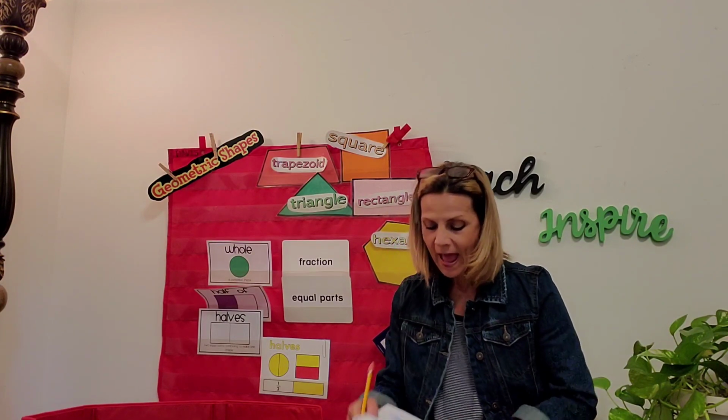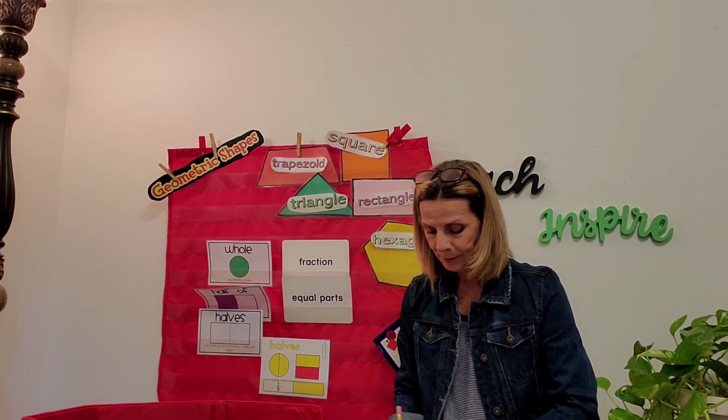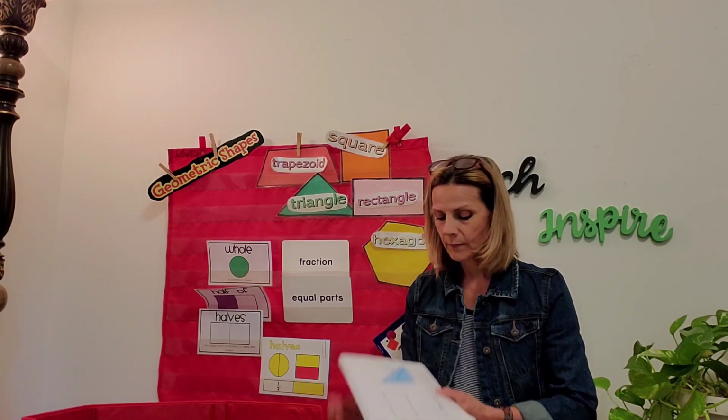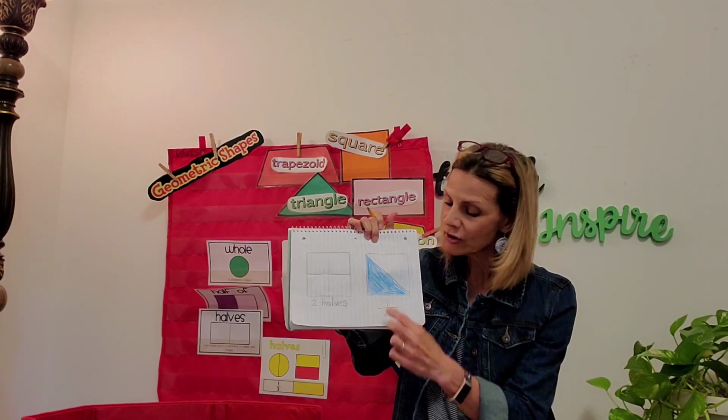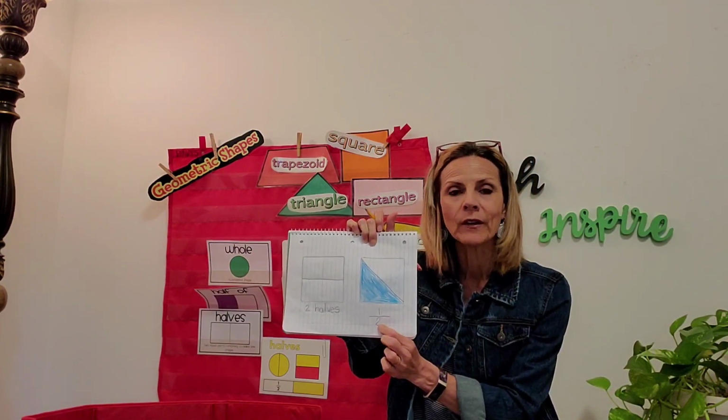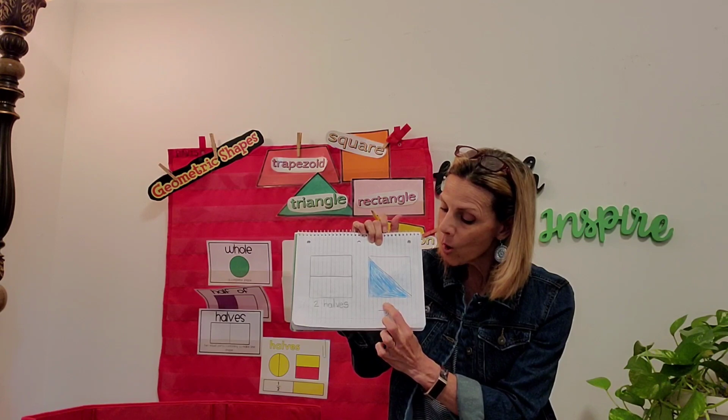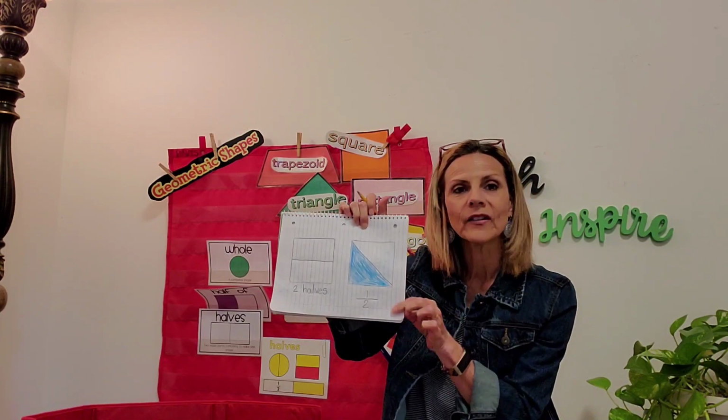1/2 and 2/2, and then 1/2 is shaded. So one part is shaded, or 1/2 of the square is shaded. So this is 1 of 2 parts.